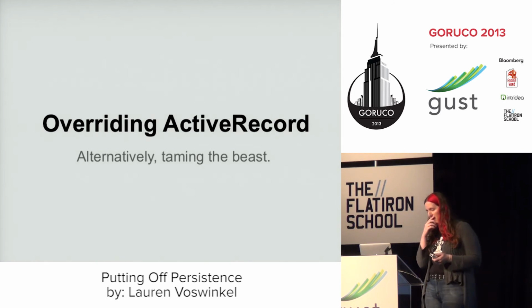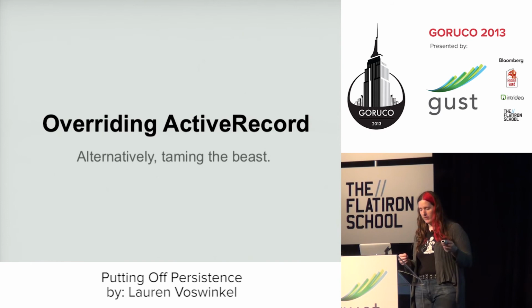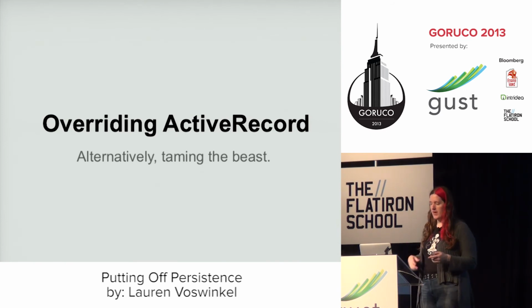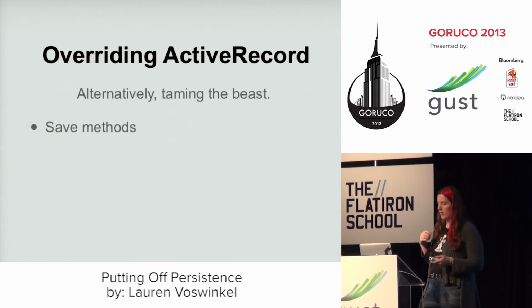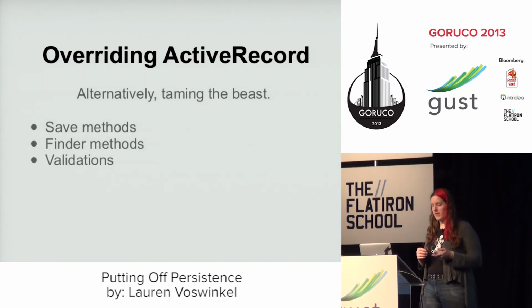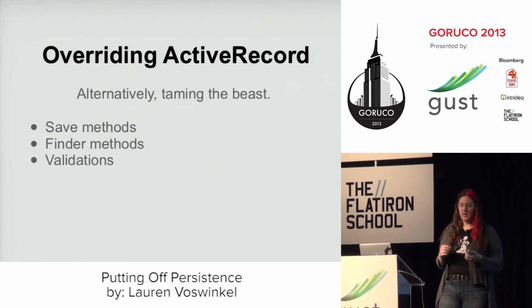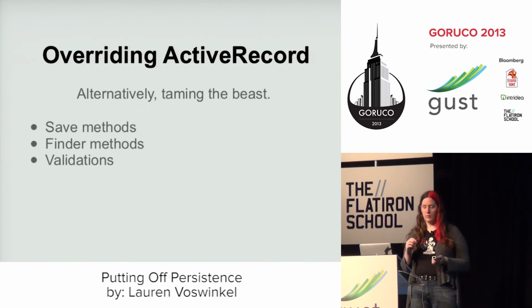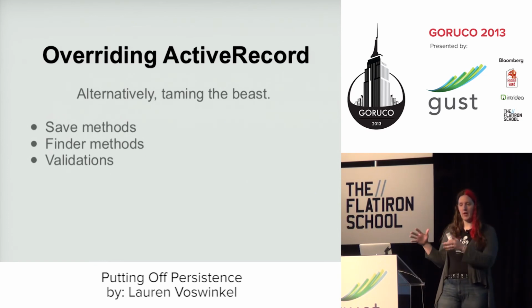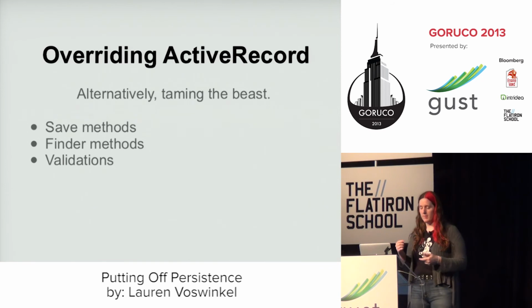So talking about now overriding Active Record, how do we actually override Active Record? Well, the things you need to worry about are save methods, finder methods, and validations. All of these things are things that you need to actively override in order to ensure that you are properly encapsulated when you're doing unit testing.